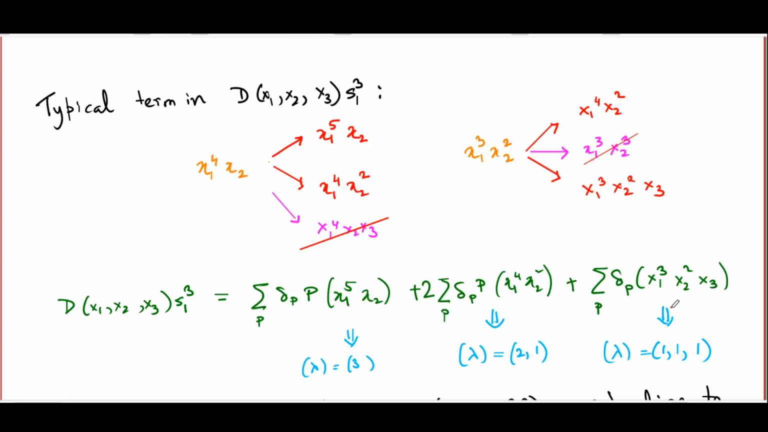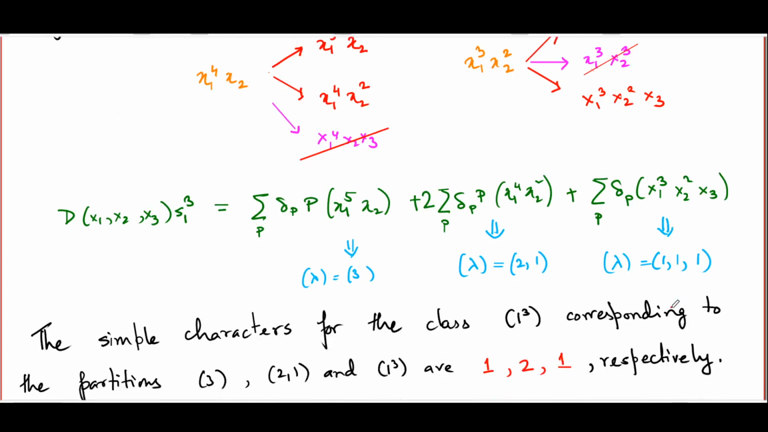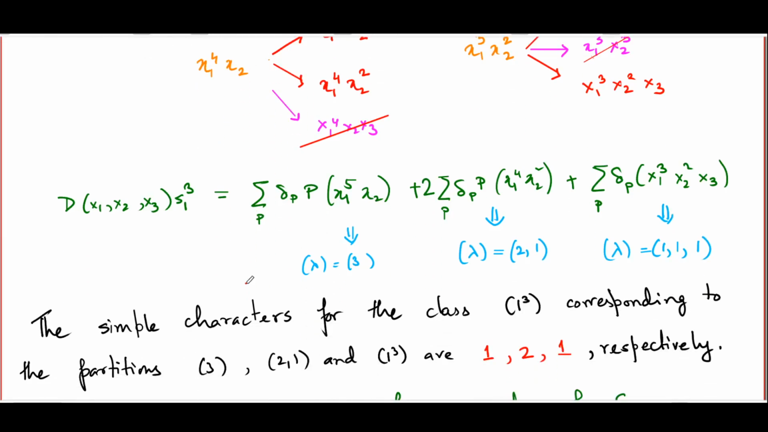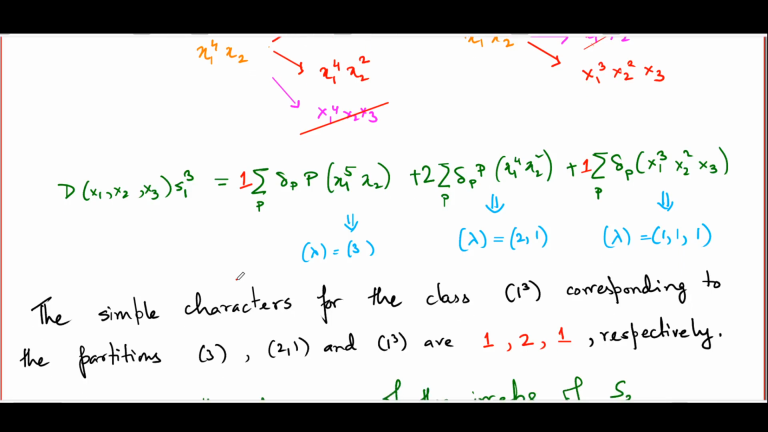Now this actually gives us our first simple character calculation. The simple characters for the class 1 cube corresponding to these three partitions of 3, 2 1 and 1 cube are just 1, 2 and 1 respectively, just these coefficients that are sitting here. That was a claim in the theorem that we quoted, but we haven't proven, of course, as yet. And at least in this case, because we already know the simple characters corresponding to this particular class for various partitions, we can verify that this is actually correct.